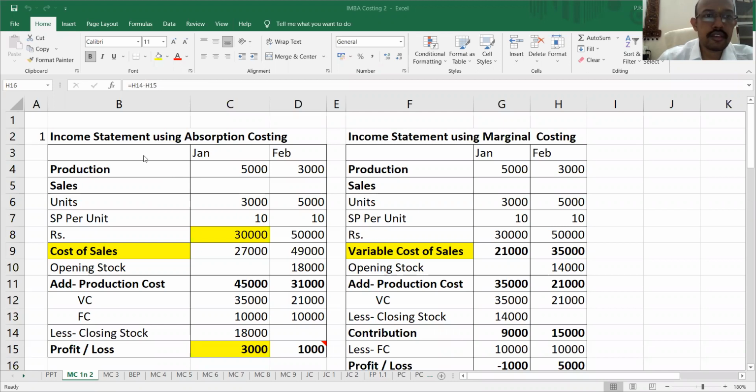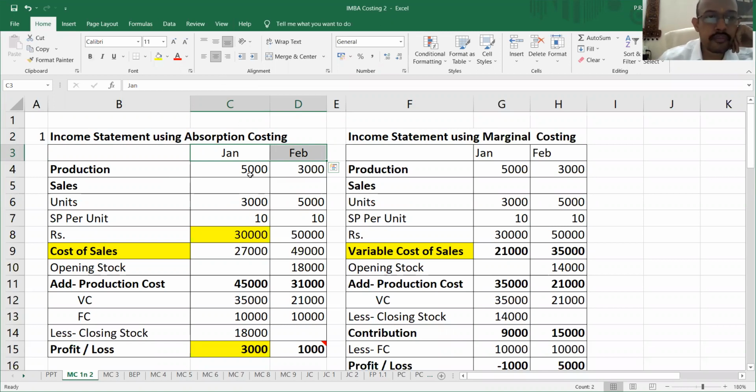In this Excel sheet, you can see that we have an income statement made as per absorption costing and the same made as per marginal costing. Let us first start with absorption costing, which you already studied in your costing one. With this traditional costing method, the biggest thing is that the stocks are valued at total cost, that is at variable cost plus the fixed cost.